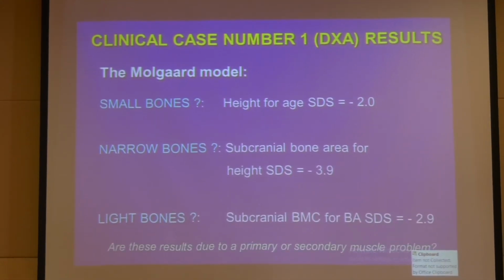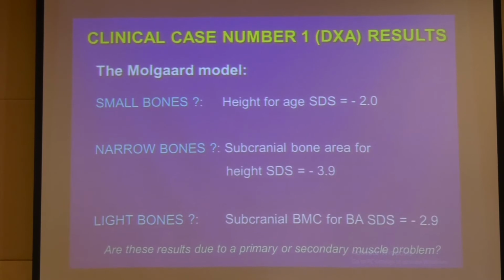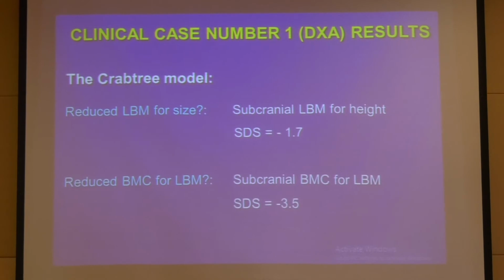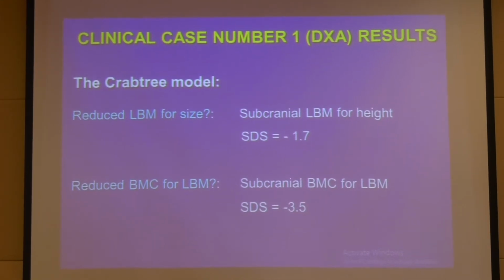bones. So are these results due to primary or secondary muscle problems? So his lean body mass for his height was low, but not less than minus 2, which is the arbitrary cutoff. So not really, there is not such a big muscle problem. But the amount of bone mineral content for his lean body mass is reduced. So he has got probably enough muscle for his height, but that muscle is not making bone. So he's got a primary bone problem.